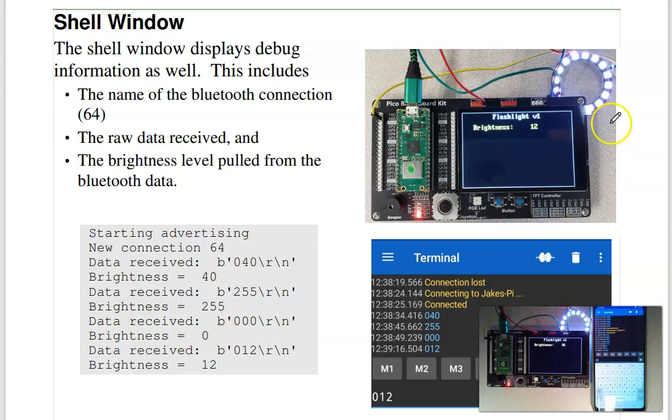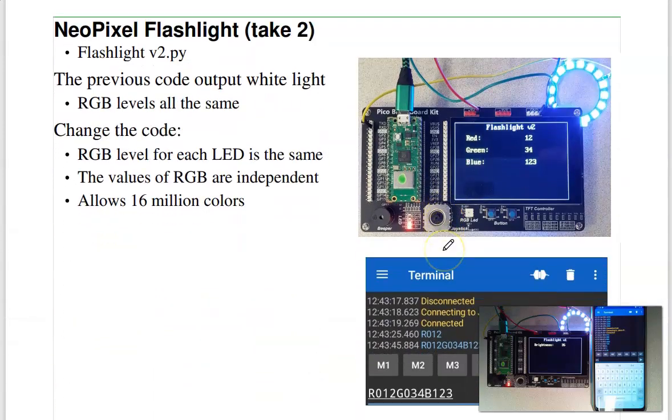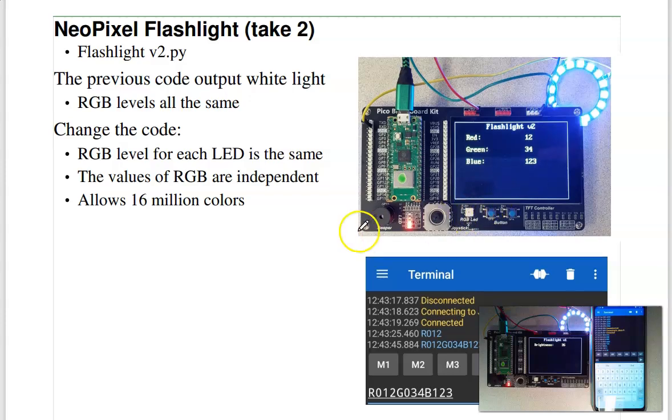Now, with this program, all the LEDs are the same brightness level. Suppose instead I wanted to vary the brightness. I want to be able to specify red, green, blue separately. Now, there are a couple of ways of doing this. One of the challenges is figuring out how I'm going to format the data. I'm going to send a text string to the Pico. What is the format of that text string? How do I interpret it? There are many ways of doing that.